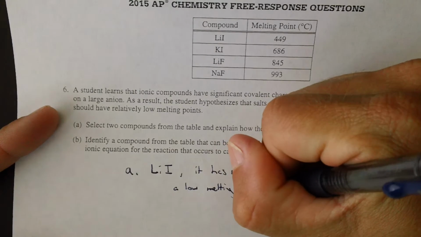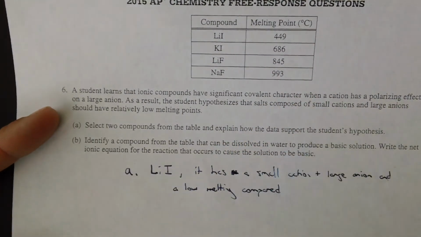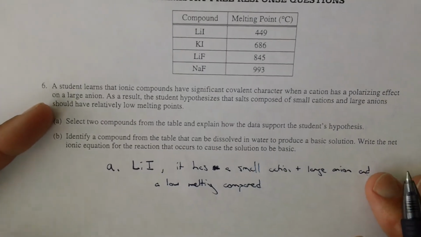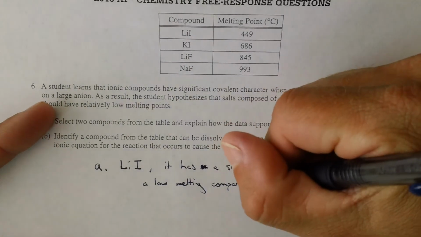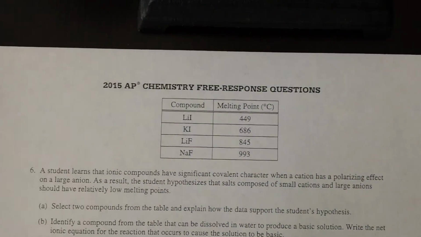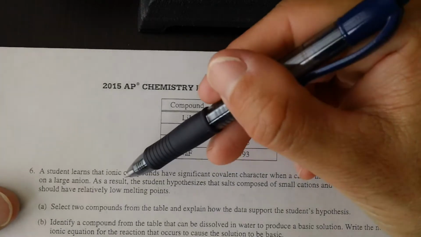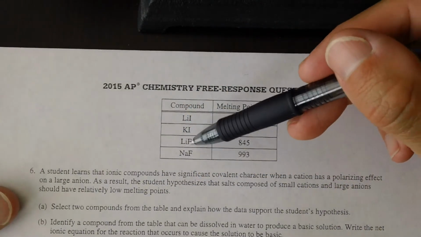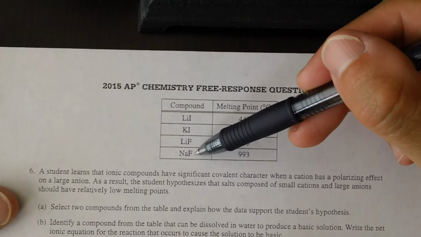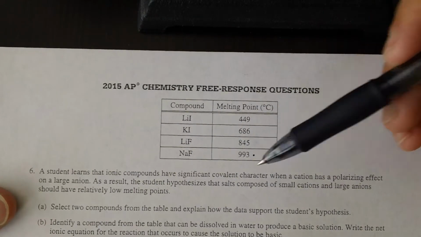Compared to, it asks you to compare 2 of them. So select 2 compounds and explain how that supports your hypothesis. And so compared to, I looked for the opposite one. So I looked for the one that now has a bigger cation and a smaller anion, hoping that it has a high melting point. If we look here, sodium is bigger than lithium, fluorine is much smaller than iodine, and there's a much bigger melting point.